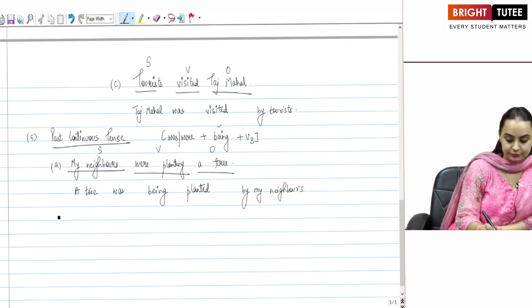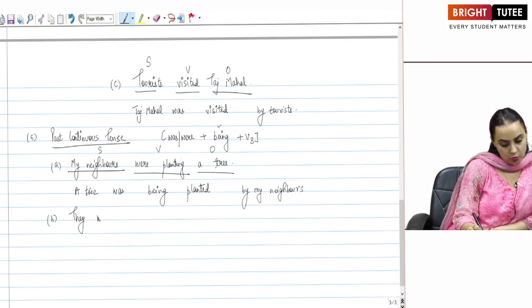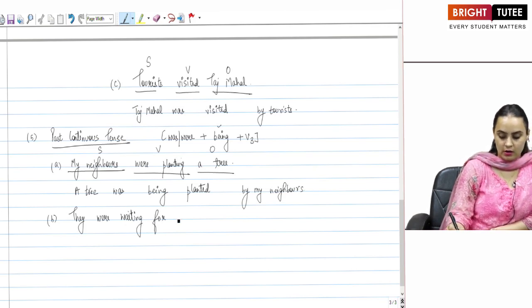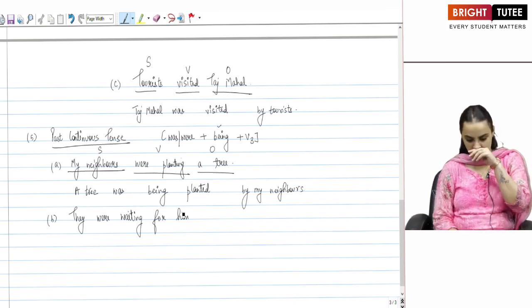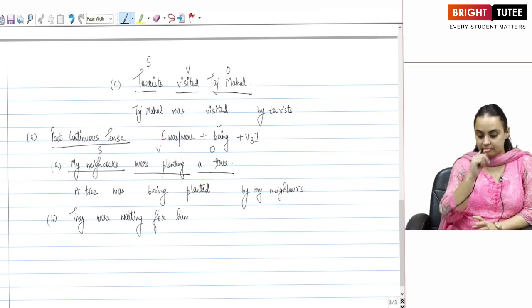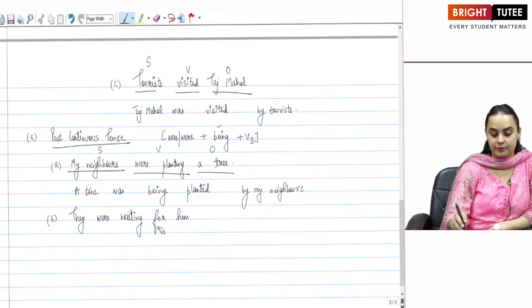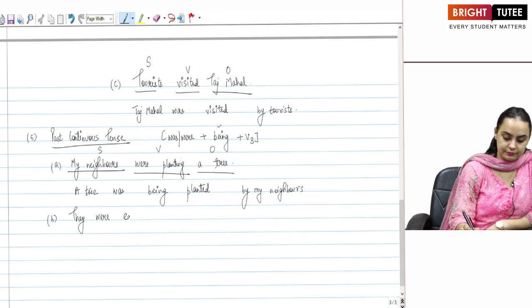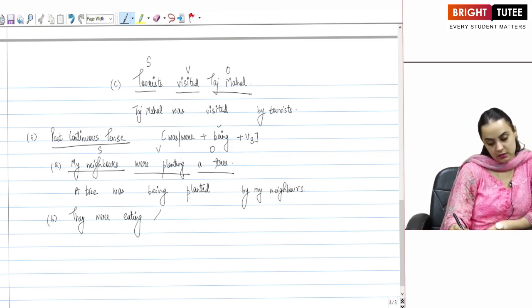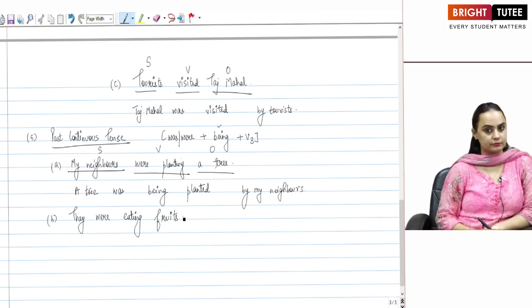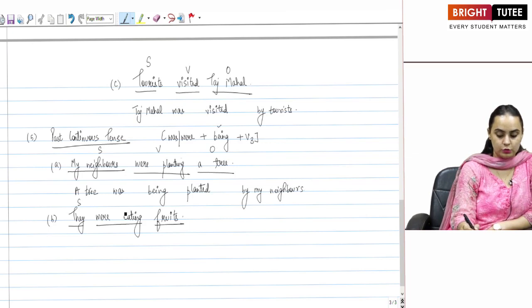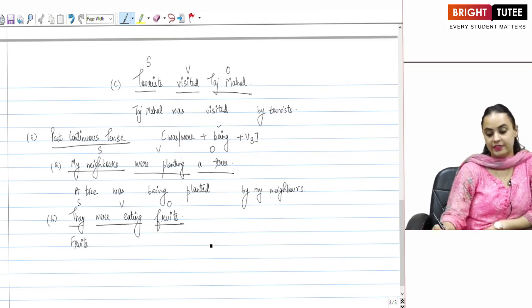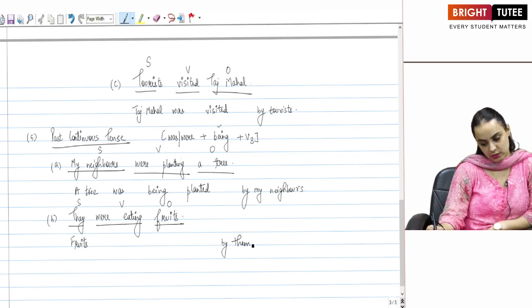Another example. They were waiting for him. Now here again, or rather, they were waiting, or if I write, they were eating fruits. Divide subject, verb, object. Fruits becomes my new subject, and they becomes my new object, so it changes to them.